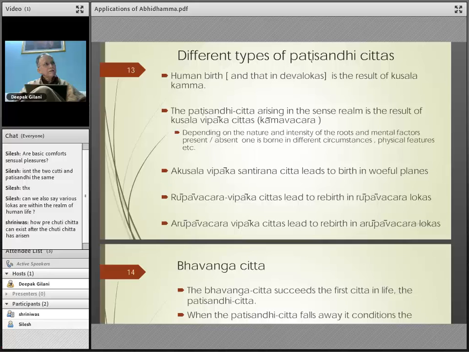So Srinivas ji is asking the question, I think which came last time also: the penultimate chitta, how can it exist after the Chuti chitta has arisen? In the sense that once the Chuti chitta arises, we normally tend to think, I also used to think like that, that this sequence of chittas in one influences another action. It's not really like that.